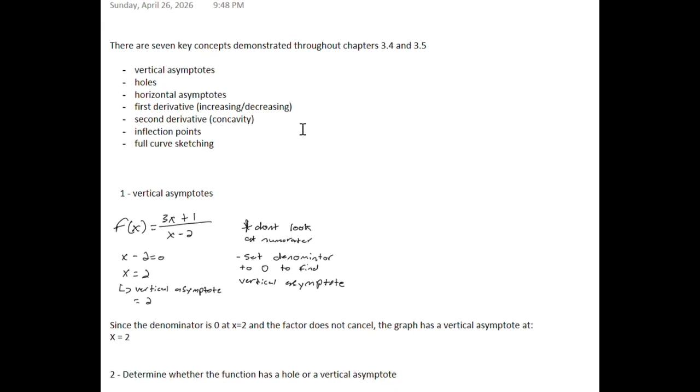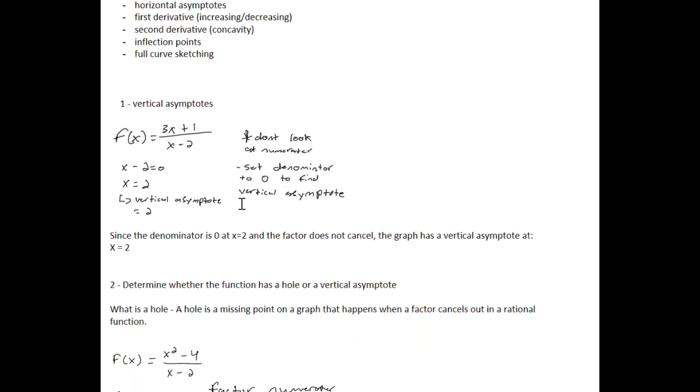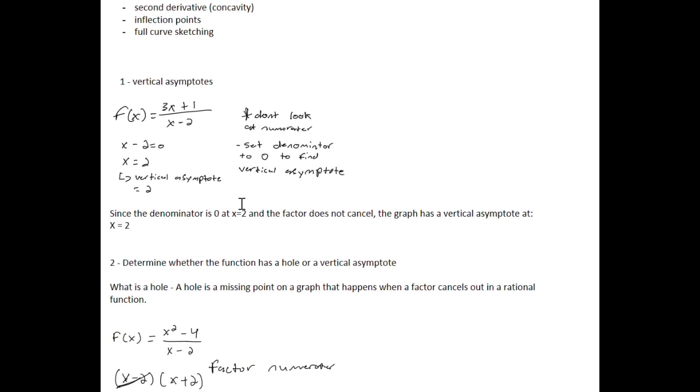7 key concepts demonstrated throughout the chapters: vertical asymptotes, holes, horizontal asymptotes, first derivatives, which are increasing and decreasing, second derivatives, inflection points, and full curve sketching. So let's start with vertical asymptotes first.